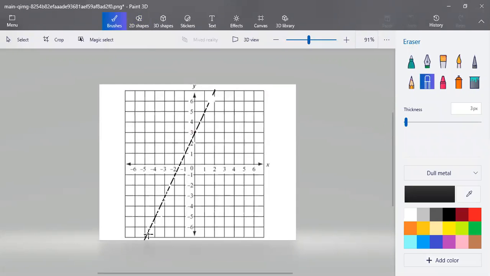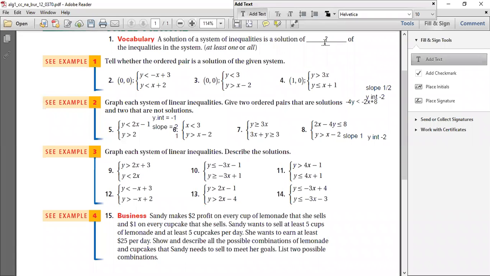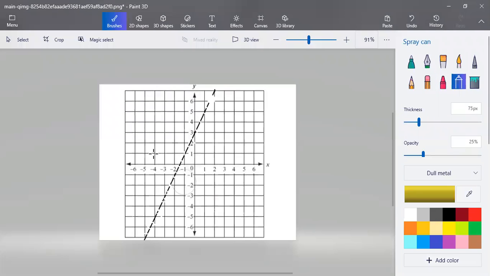Fine. Okay, now which part are we going to shade? Because it said greater. I think I need to keep my book open. Okay, so it says greater. So of course we'll be shading the part which is above the line. So let's shade the part which is above the line.